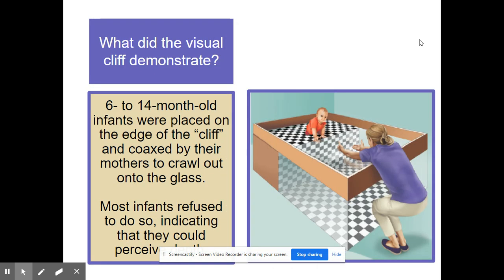So 6- to 14-month-old infants are placed on the edge of the cliff and coaxed by their mothers to crawl out on the glass. Most infants refuse to do so, indicating that they do perceive depth.